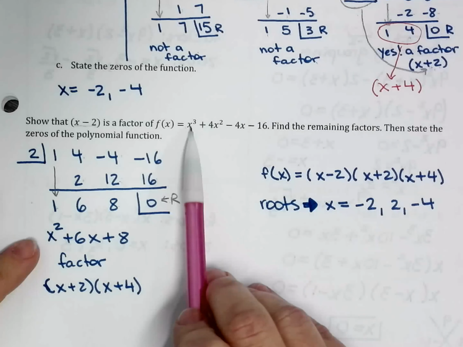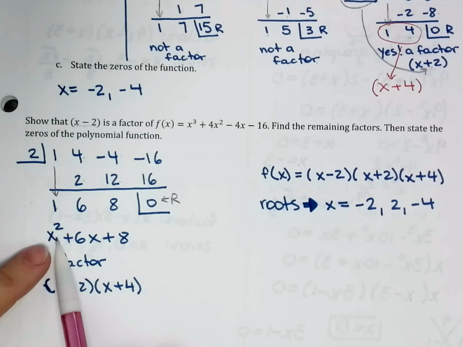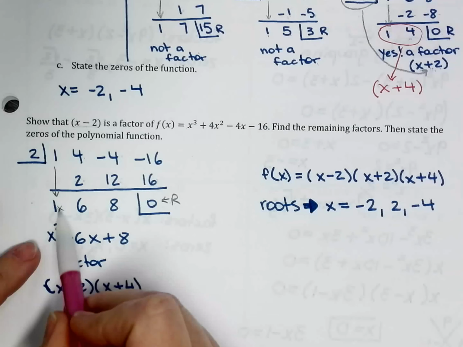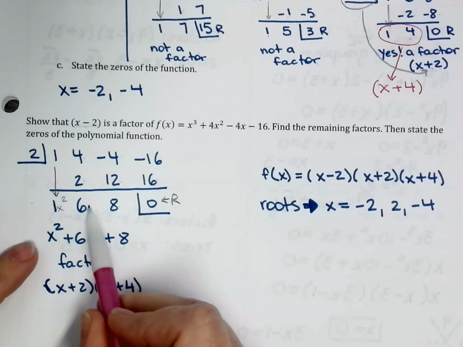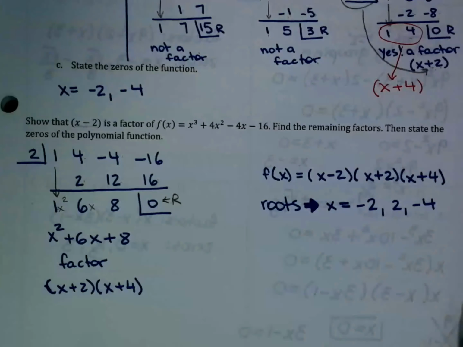Now, from the previous examples, I know that if I'm dividing this by this, my result will be 1 less on the exponent. So 1x squared plus 6x plus 8. That's where I got this from.